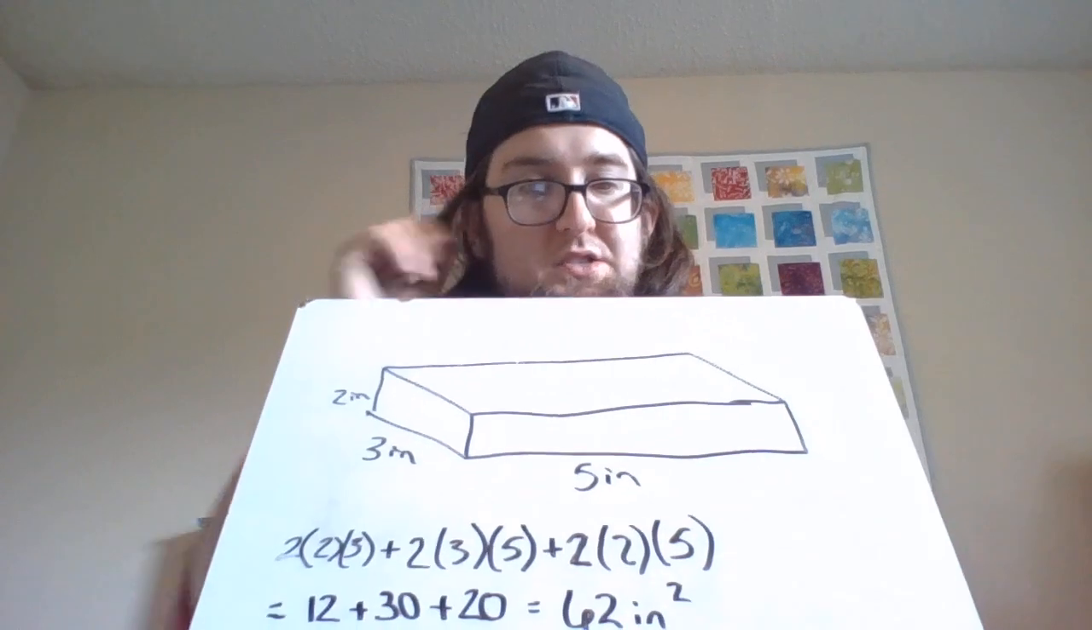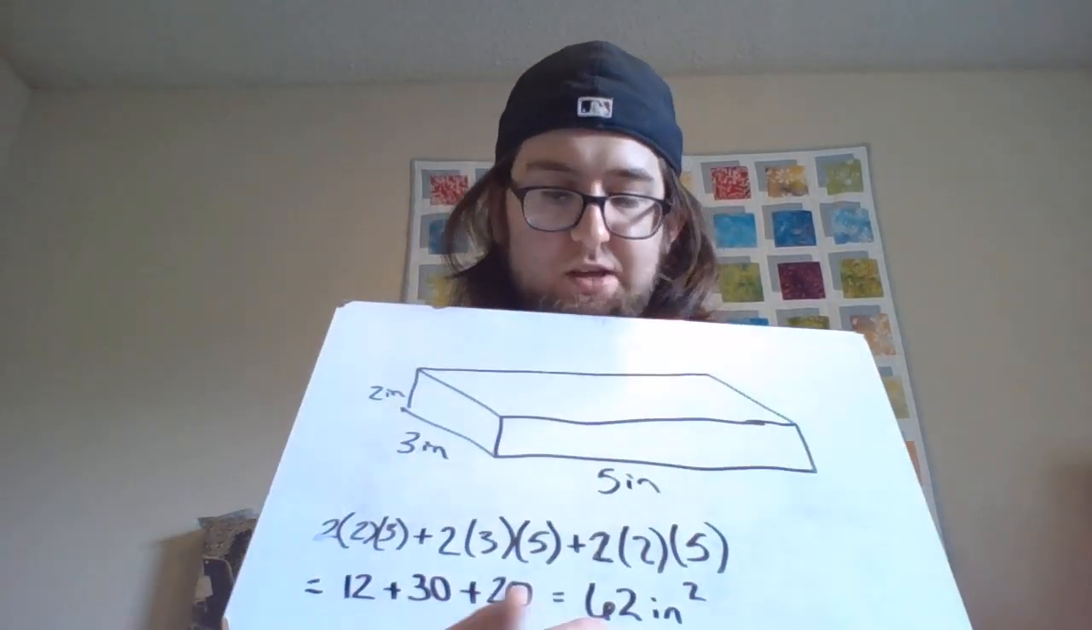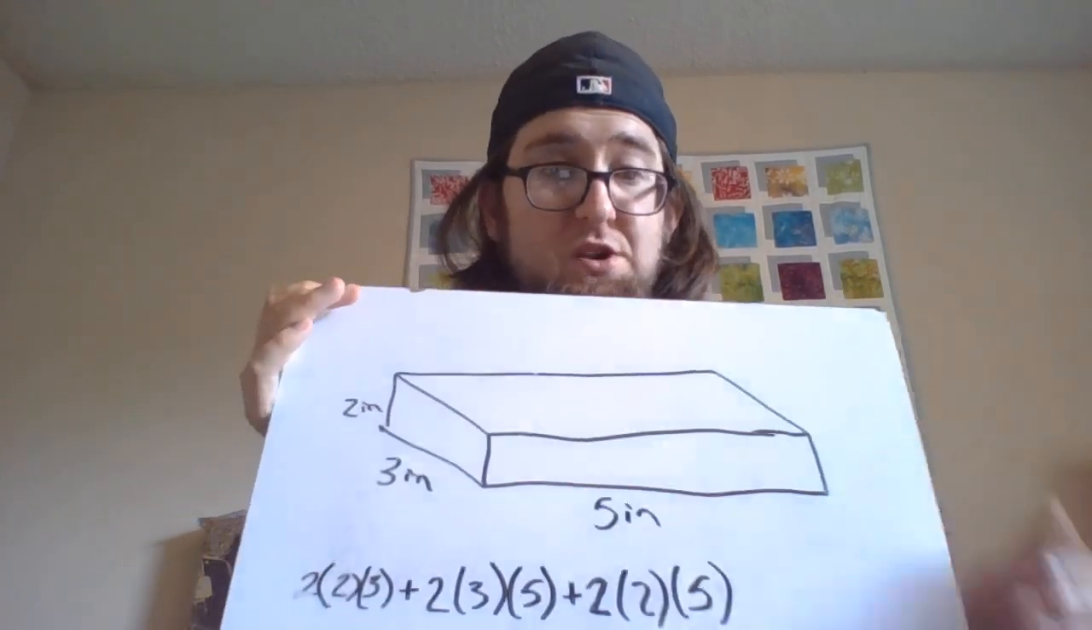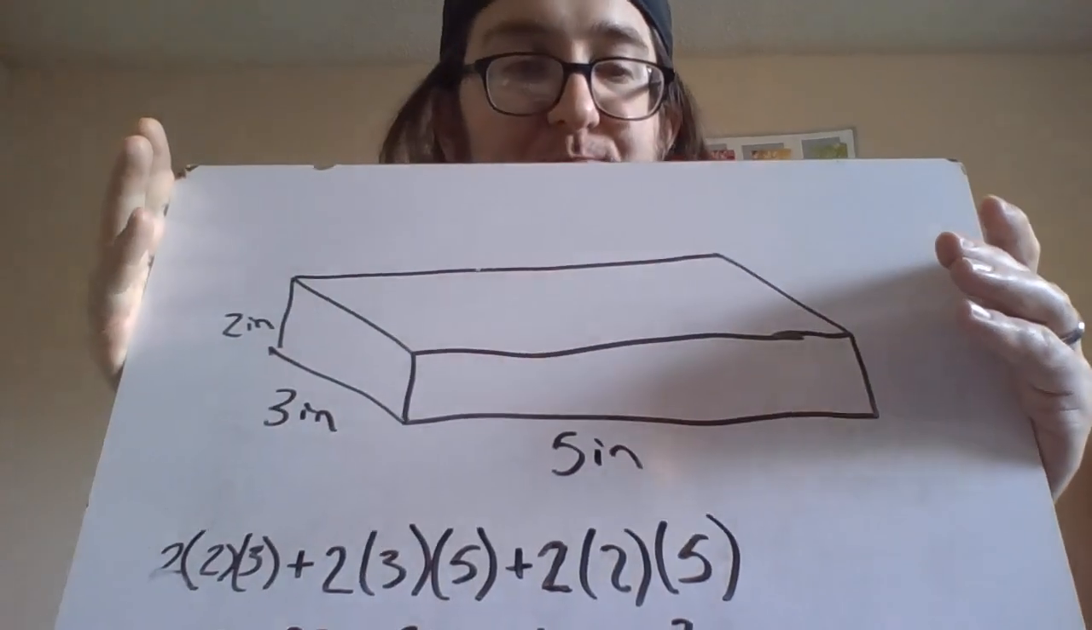So when you do all the math and add that all up, we get 12 plus 30 plus 20, which is 62 inches squared. Yes, we were talking about square units because we were talking about area. So that's a rectangular prism. Okay? Moving on.